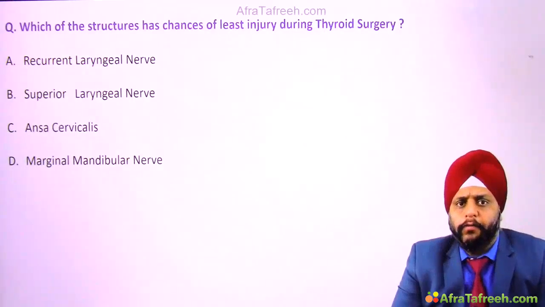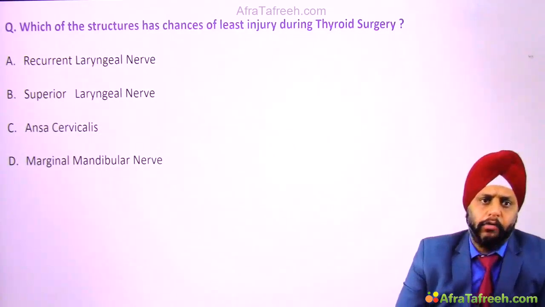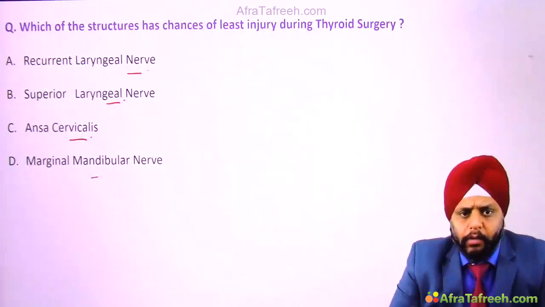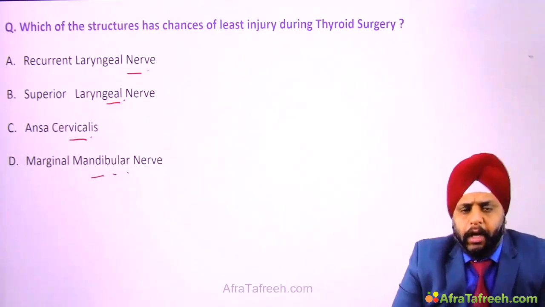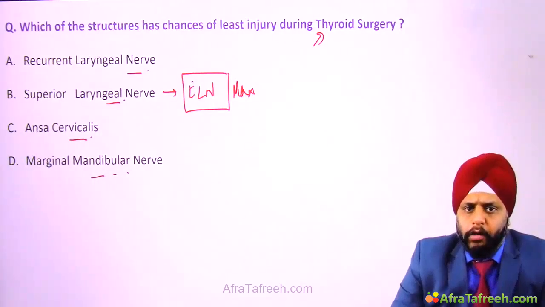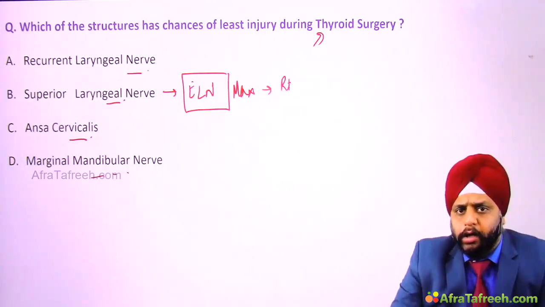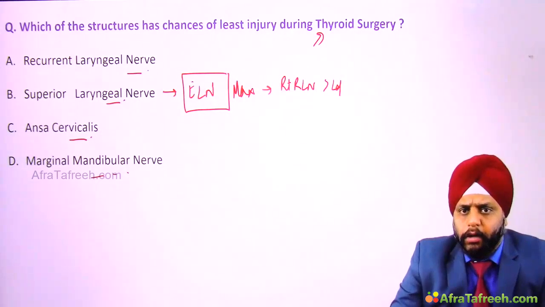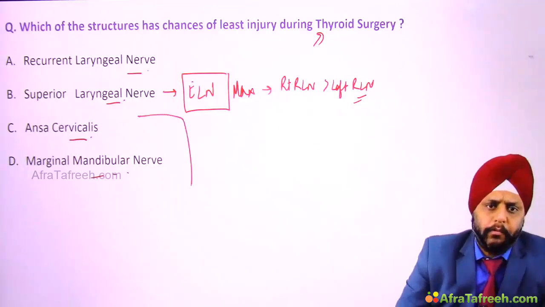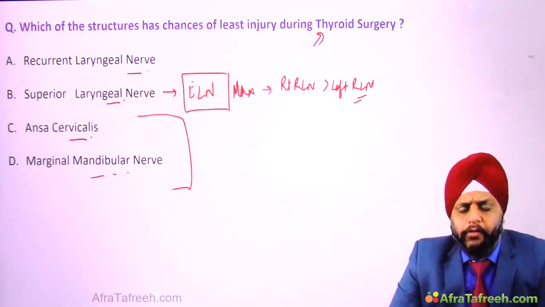Next question. Which of the following structures has least chances of injury during thyroid surgery? Recurrent laryngeal nerve, superior laryngeal nerve, ansa cervicalis, marginal mandibular. So we know that out of the two, superior laryngeal nerve gives the branch external laryngeal nerve, which has the maximum chances of injury in the thyroid surgery. Okay, so external followed by the right recurrent, which is more common as compared to the left recurrent in thyroid surgery. Now what about ansa cervicalis and marginal mandibular nerve?